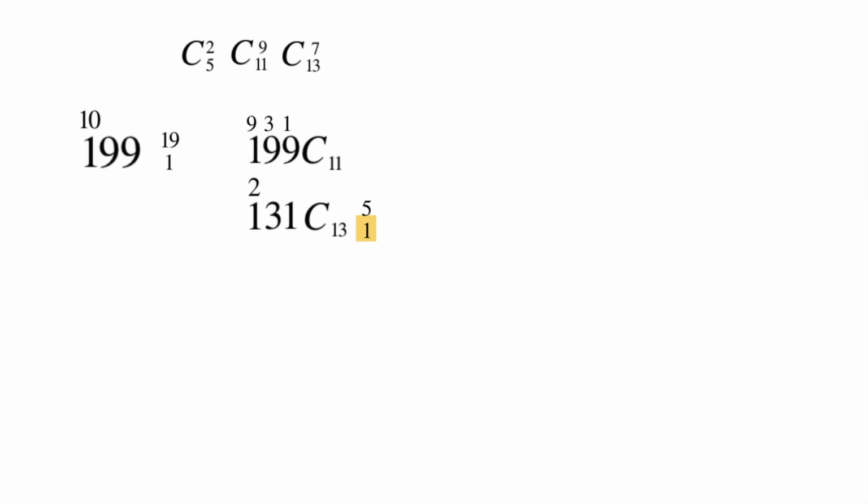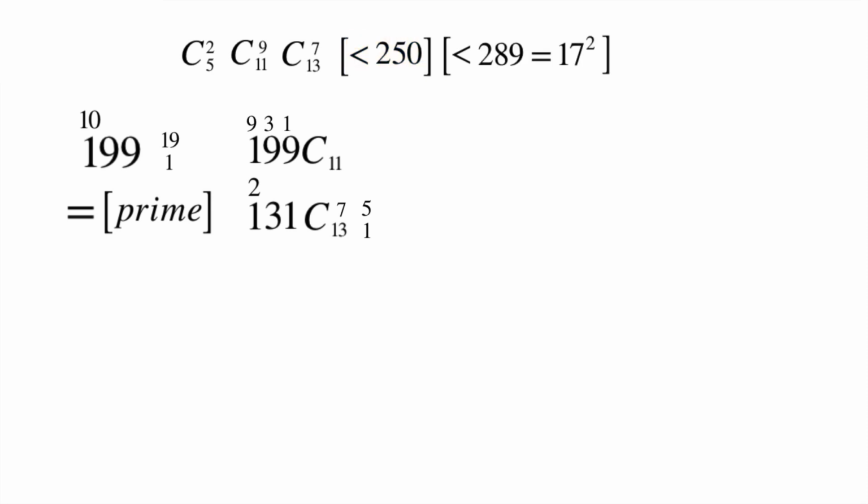When the 1 has no 13, there is no factor 13. And the 5 has no 7, there is no factor 7. Being less than 250, it's a prime. Precisely 17 squared, according to the prime check principle, as in video 35.